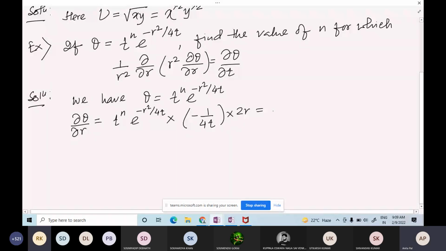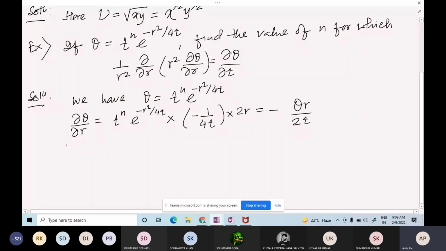Negative sign will come because minus 1 by 4t is there. So this negative we can take out. Instead of this whole term we can write theta, and this 2 is getting cancelled. So del theta by del r is minus theta r by 2t. Can I write this? Yes, ma'am.